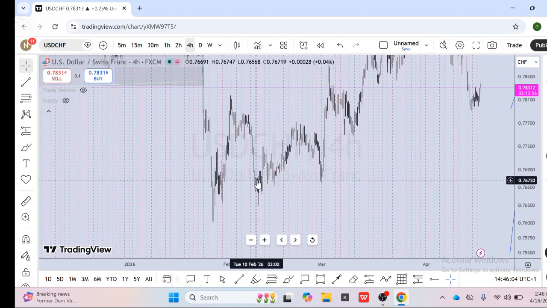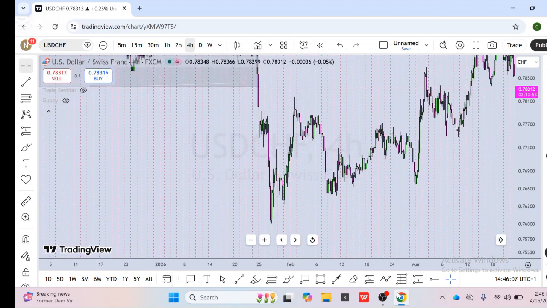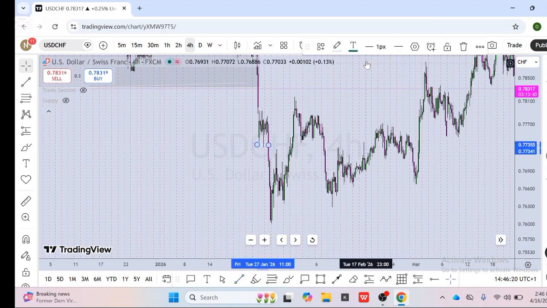First, this was the last break of structure here. I have a glitch in my network, so it's somehow slow. This is the last break of structure to the downside. When you see BOS, it means break of structure. Price came back, took this high out.